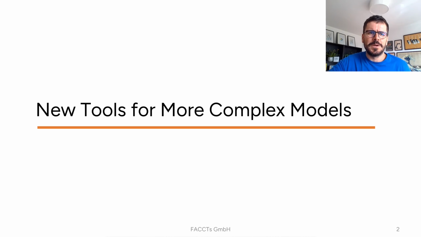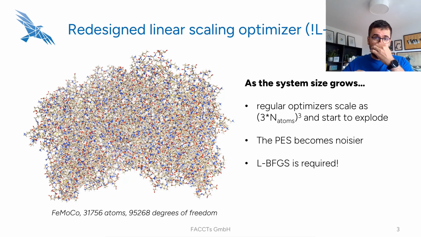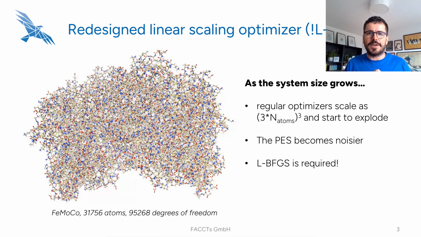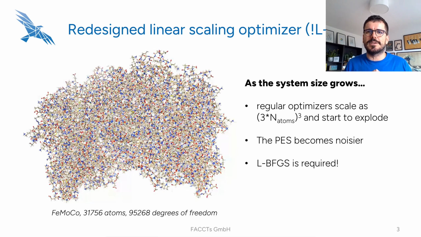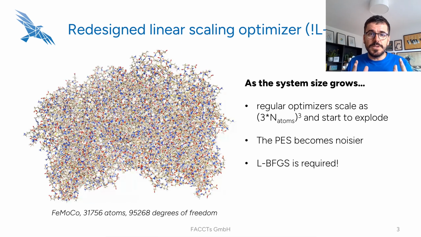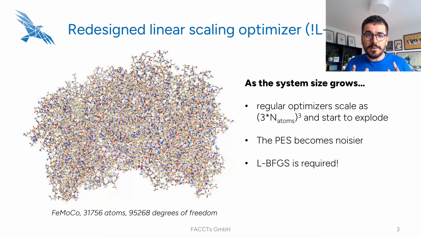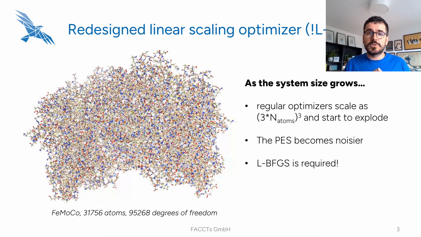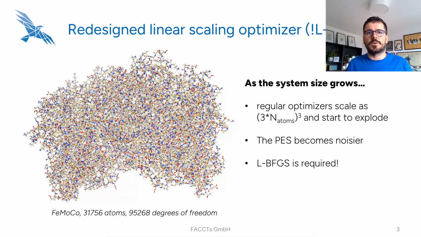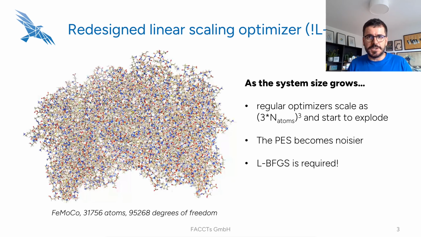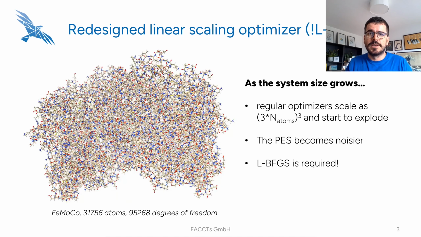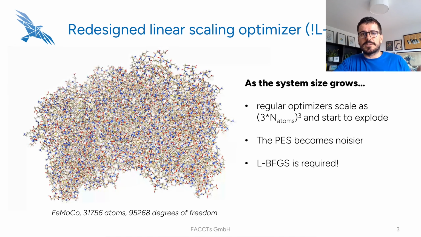So first of all, new tools for more complex models. First of all, the problem of size. So this is FIMOCO. It's a protein with 30,000 atoms, and we have 90,000 degrees of freedom. So you need some kind of linear scaling optimizer. Regular optimizers scale n to the power of 3, and they become super slow on this scale already. So we have something called the L-BFGS, which is already used for other mathematical problems with large dimensions like this. And we had something already in ORCA that's called the L-opt.